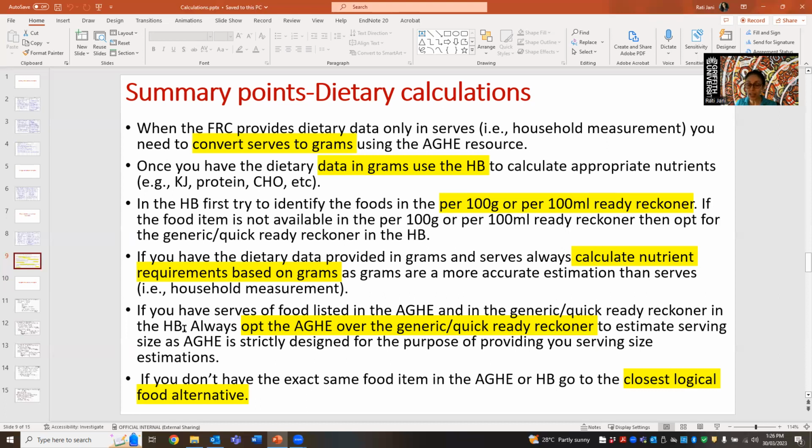Your Australian Guides to Healthy Eating is essentially made for the purpose of designing serves, calculating serves. Its main purpose is to provide you with serving sizes. So when you have these two resources and you have to capture in a qualitative analysis the serves of cereals, dairy, vegetables that this patient is having throughout the day, you use the Australian Guides to Healthy Eating because it is designed essentially to calculate serving sizes. Okay, so that is what you do.